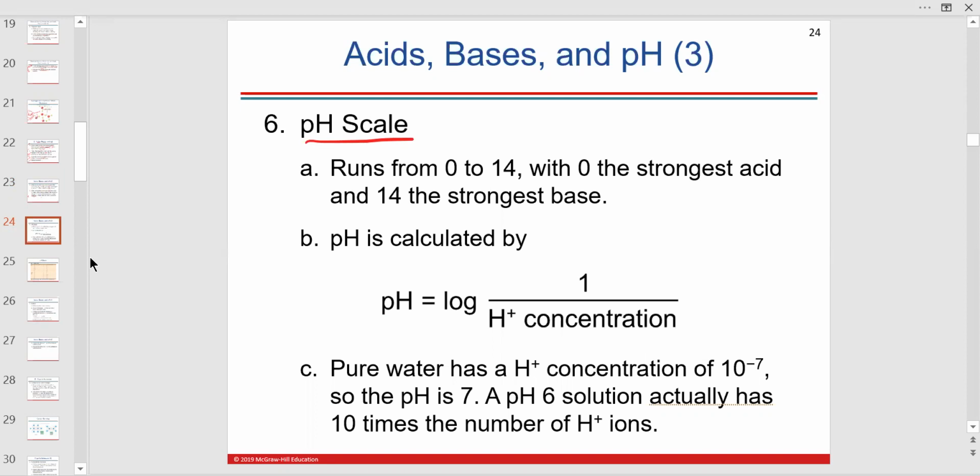So the pH scale, I think we all agree, runs from 0 to 14, 7 being in the middle. 0 is the strongest acid, and 14 is the strongest base. So then we have to divide it into 1. That's why we get negative numbers. Well, I'm not going to ask you to do this.